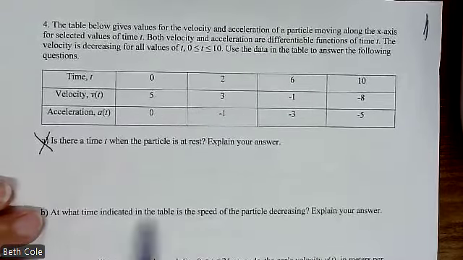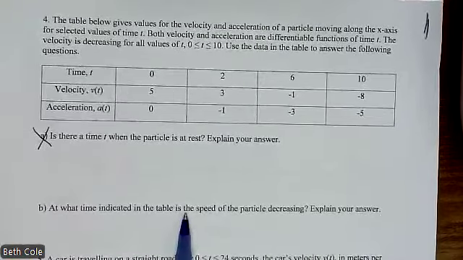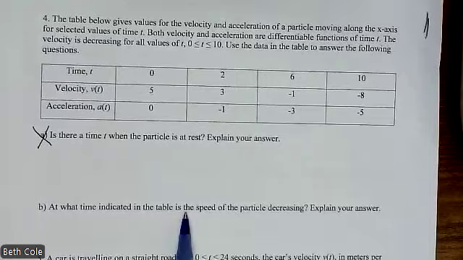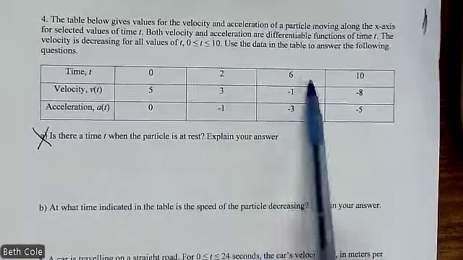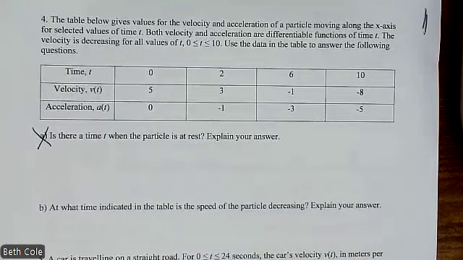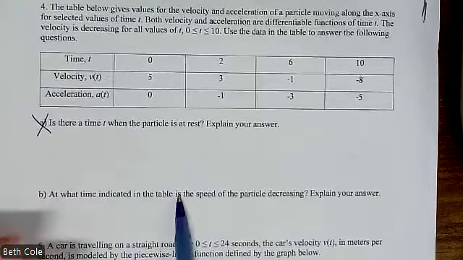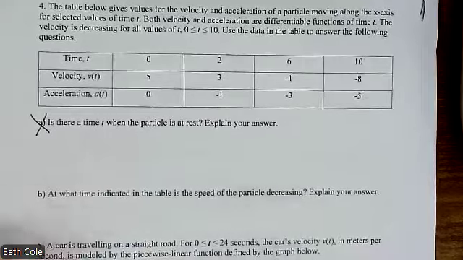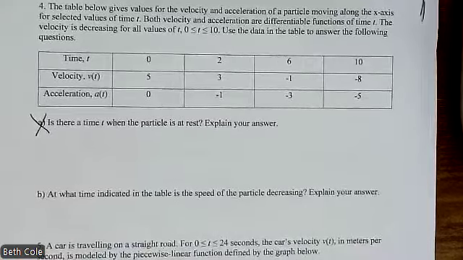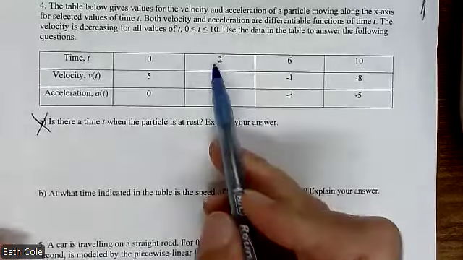At what time indicated in the table? It's essentially multiple choice. There's only 4 times indicated in the table: 0, 2, 6, and 10. Those are your choices. So if you lose your mind, guess something, all right? At what time out of those 4 is the speed decreasing? Which one do you think? If you had to guess, at which one? 2 is the right answer.